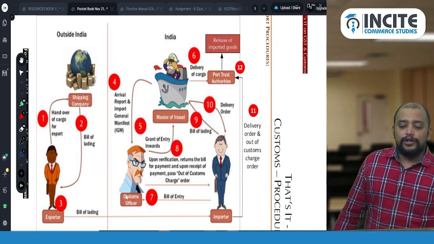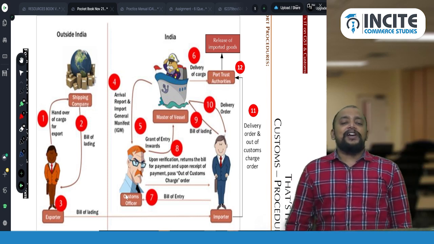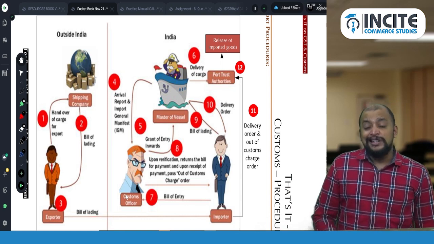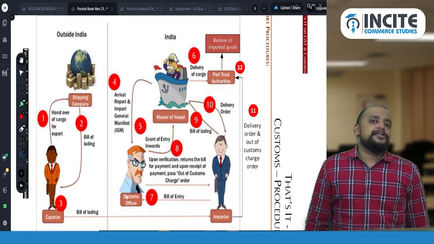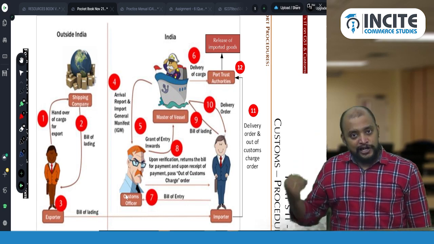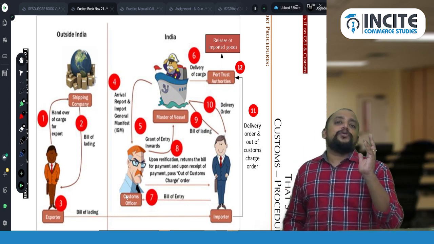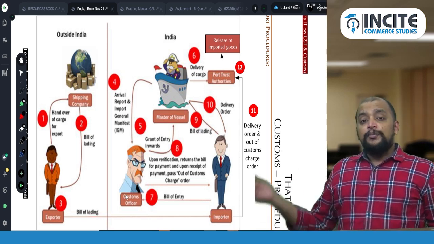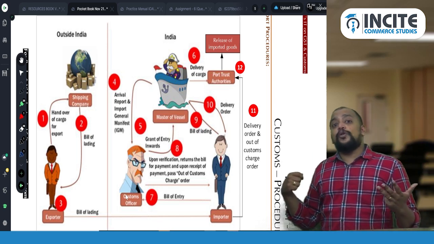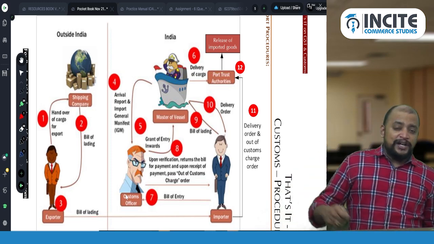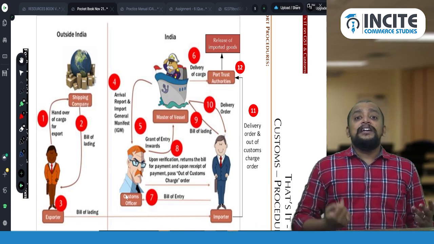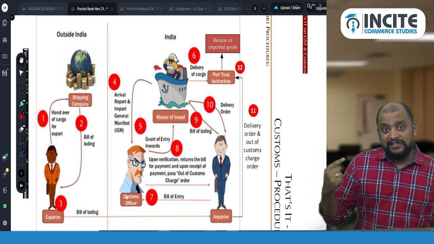Parallelly, what should the importer do? The importer should file a bill of entry and pay the appropriate customs duties. Then the customs officer will pass the out of customs charge order. So now the importer has the out of customs charge order, which means he paid the customs duty. Plus, he needs to prove that he is the owner of the goods. So he needs to submit the bill of lading with the person in charge, and he will get a delivery order.